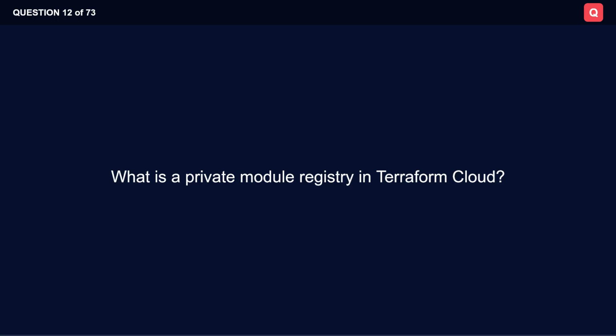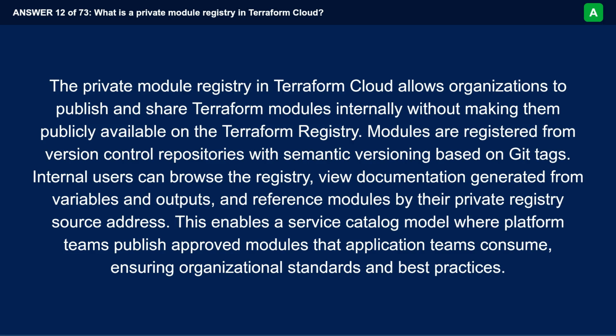What is a private module registry in Terraform Cloud? The private module registry in Terraform Cloud allows organizations to publish and share Terraform modules internally without making them publicly available on the Terraform registry. Modules are registered from version control repositories with semantic versioning based on Git tags.